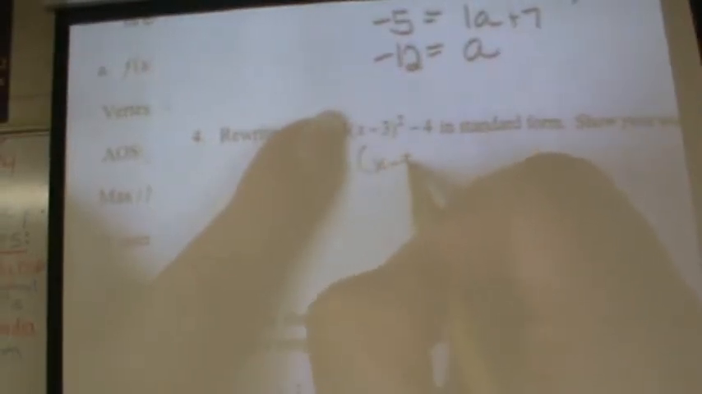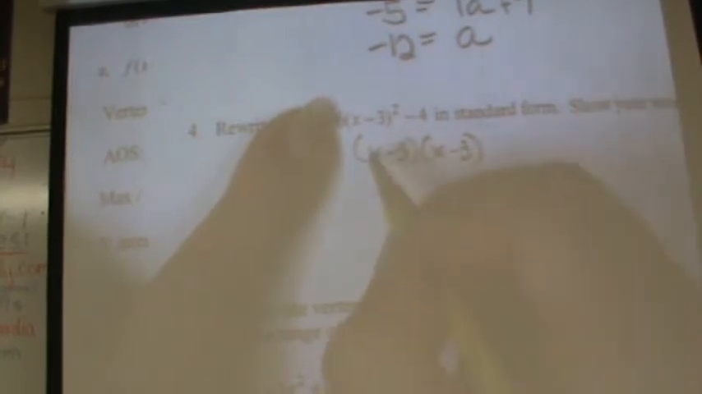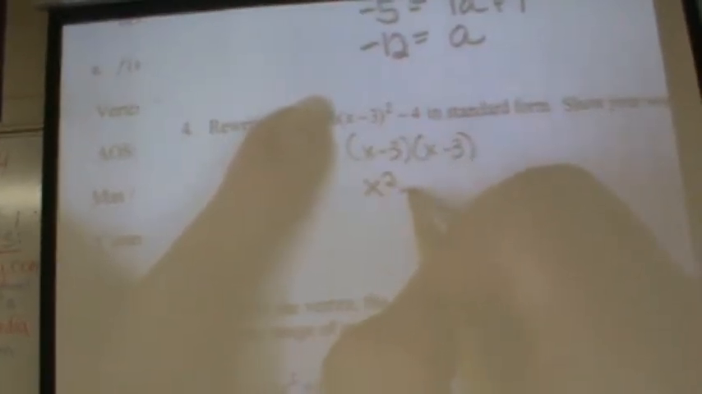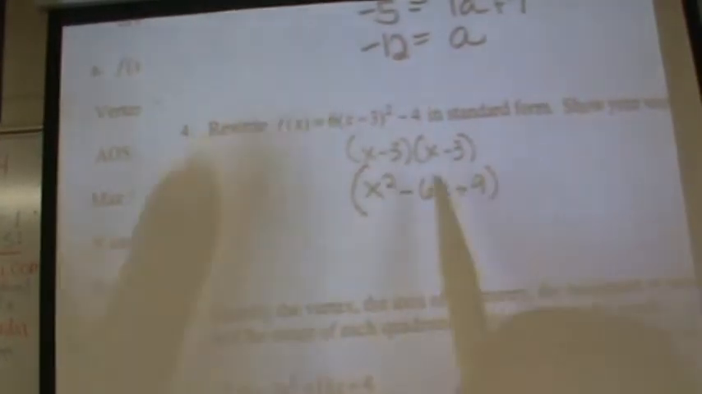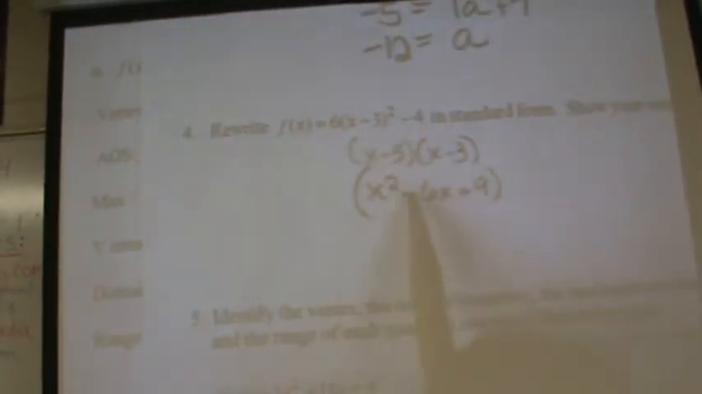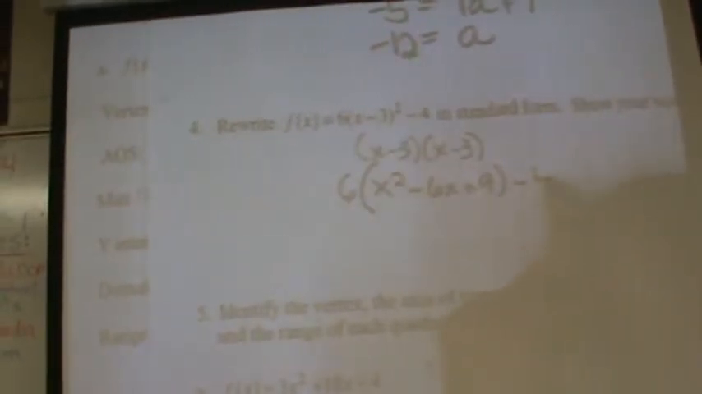How do you go from vertex form to standard form? All you do is square this. How do you square x minus 3 squared? It's x minus 3 times x minus 3, which you can do in your head. You can square it, combine your middle terms, and so x minus 3 squared is x squared minus 6x plus 9. What do you do with the 6? And what do you do with the minus 4?